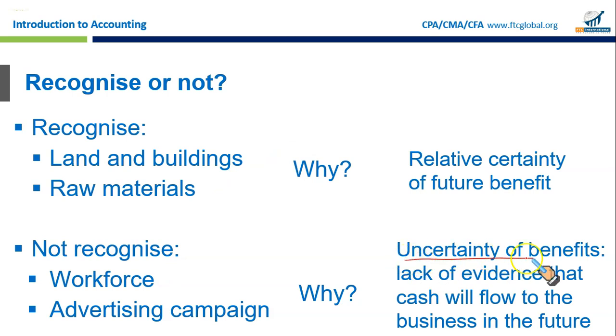Why? Because there is uncertainty of benefits, and a lack of evidence that cash flows will flow to the business in the future. So this differentiation helps maintain clarity in financial reporting. How? We are only reporting those items about which we are relatively certain of a future economic benefit. Hence, they are recorded as an asset, thereby providing more reliable and relevant information to the users of financial statements. So that's the criteria.